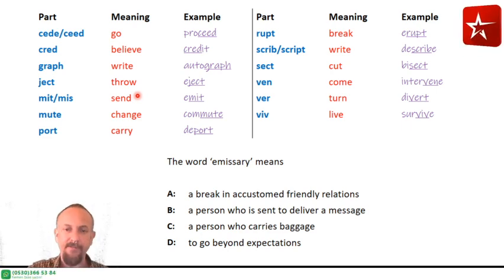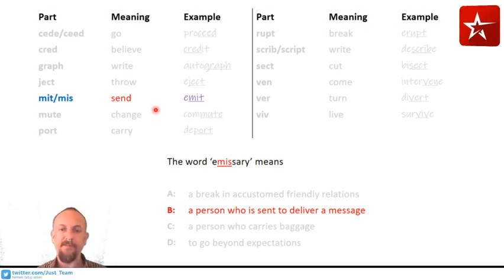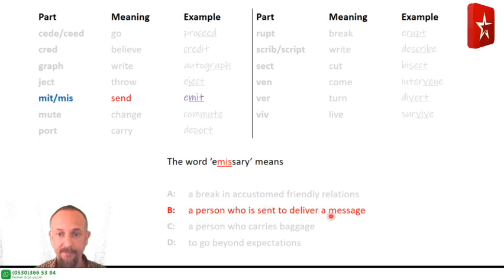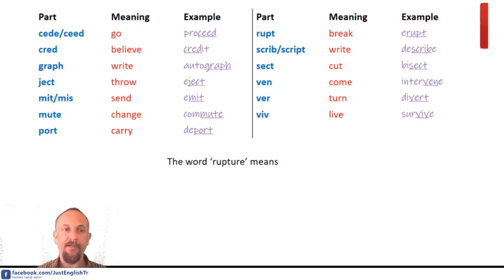Very good. The answer is B. A person who is sent to deliver a message. And again, we have that root here, which I've underlined, means to send. A person who is sent to deliver a message. Okay, let's have a look at the next one then.